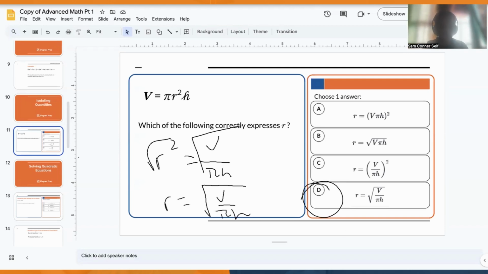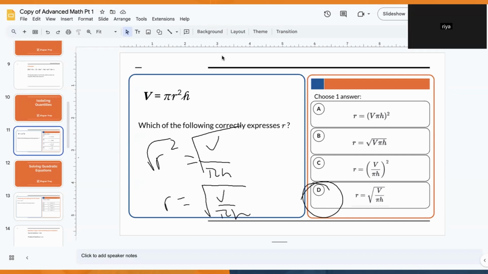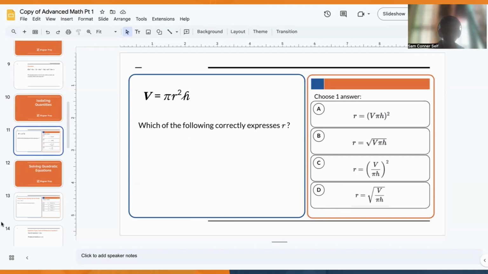Look at what people said in the chat. Perfect. All right. So I'm not seeing any answers, but that's okay. And then, like I said, this one should be pretty fast and easy because they aren't asking you to solve or find any values, just asking you to move these variables around. I'm going to go ahead and move on because I don't see any questions.